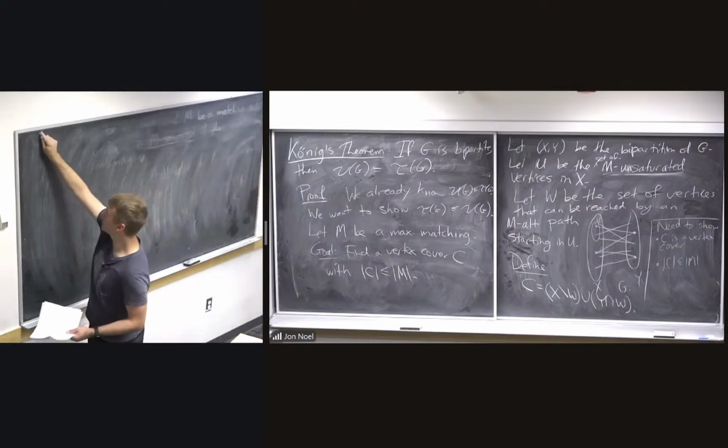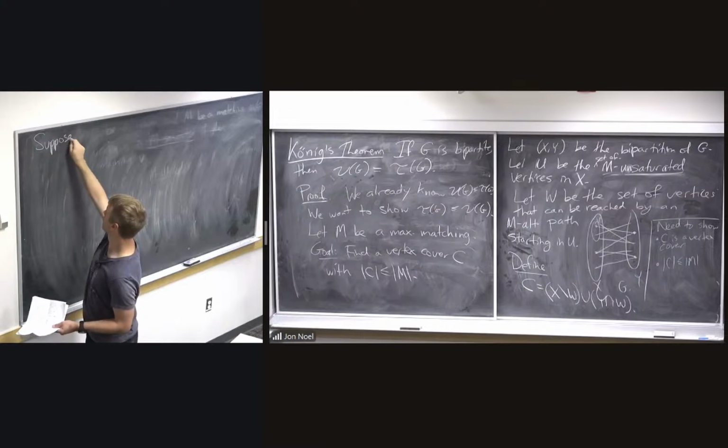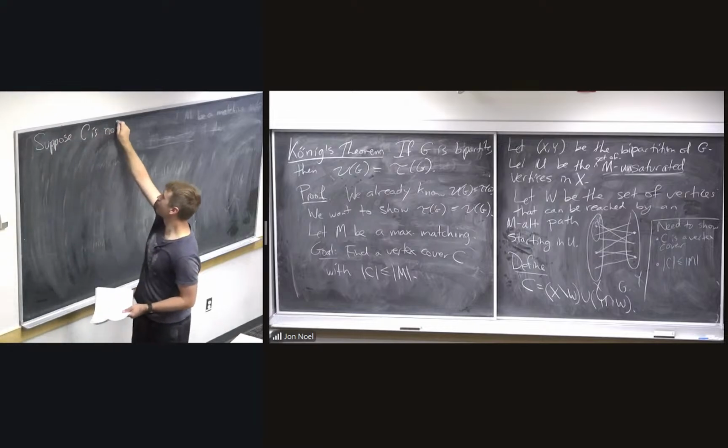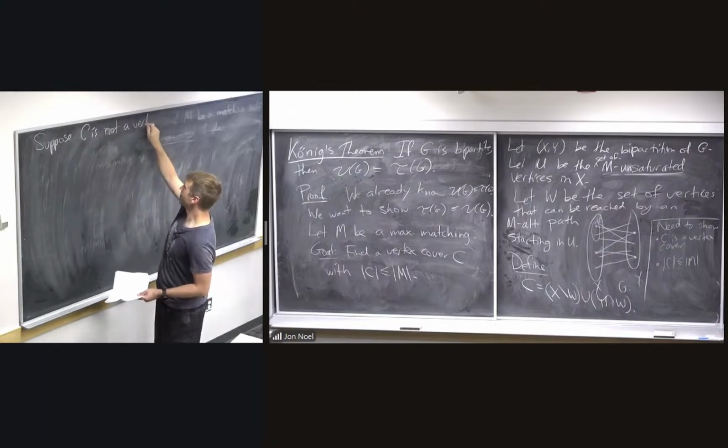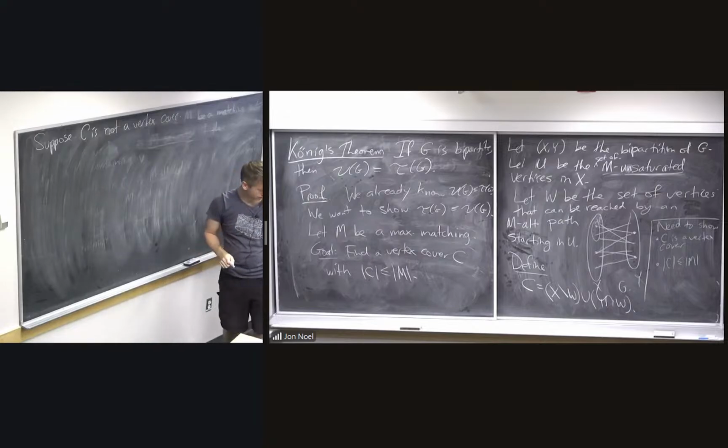Let's prove it's a vertex cover. Suppose it's not; let's do it by contradiction. So suppose C is not a vertex cover. Well, what that means is that there's some edge that doesn't get hit by C. But that can only happen in quite a specific way.